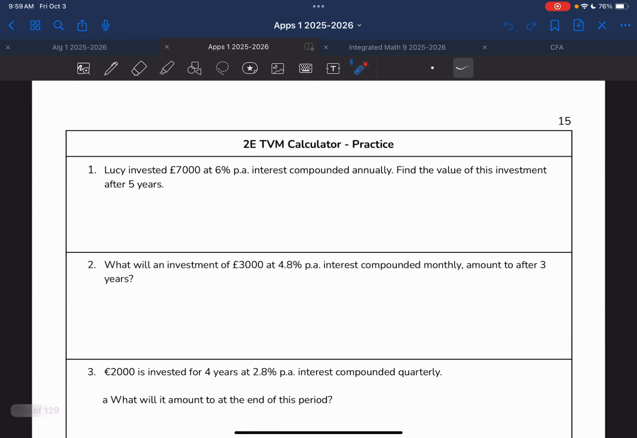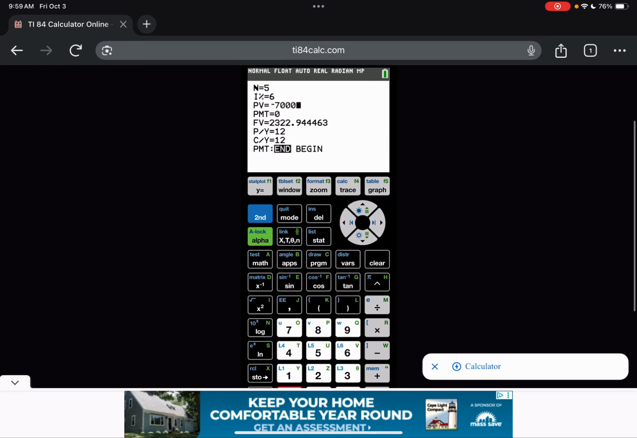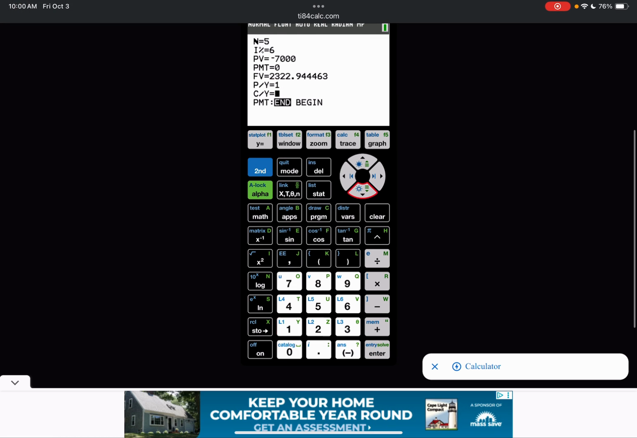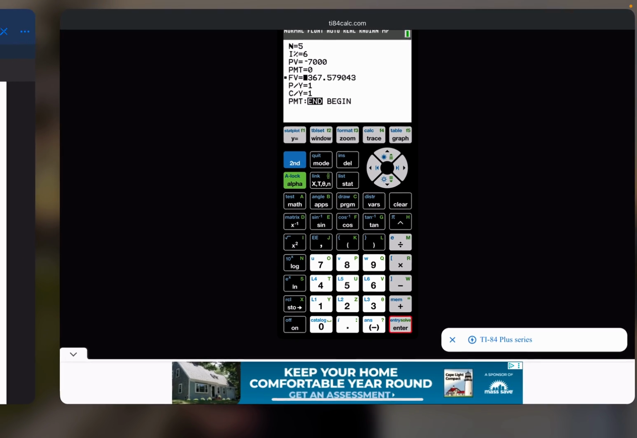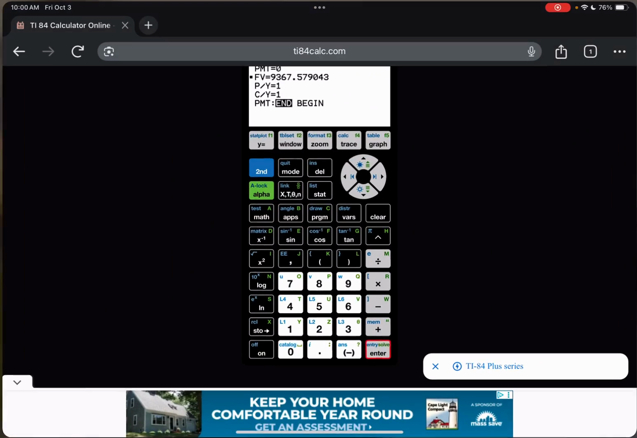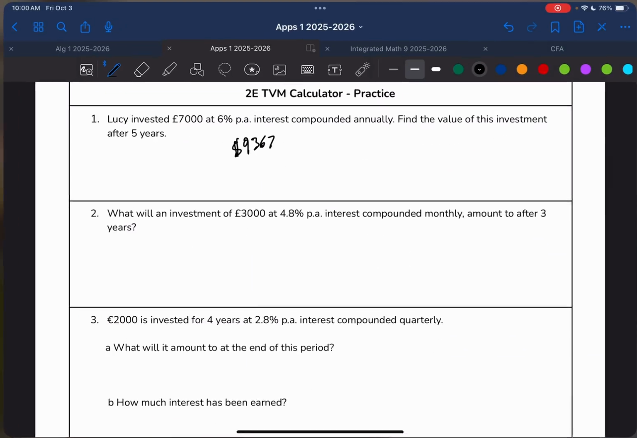This will go quicker. Rather than flipping back and forth, I'll just pull up the practice over here if I need to confirm. Okay. Yep, so 7,000 compounded annually. So we want to change our PY from 1 to 12 because it's not compounded monthly. We can recalculate our present value. See that's 9,367 dollars and 58 cents.